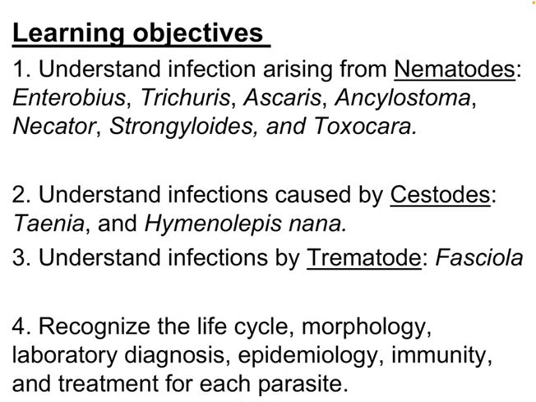The nematodes are intestinal. Examples of nematodes, the most important ones from a clinical point of view, from a human point of view: Enterobius, Trichuris, Ascaris lumbricoides, Ancylostoma, Necator, Strongyloides, and Toxocara. These are all nematodes. You have to know them.